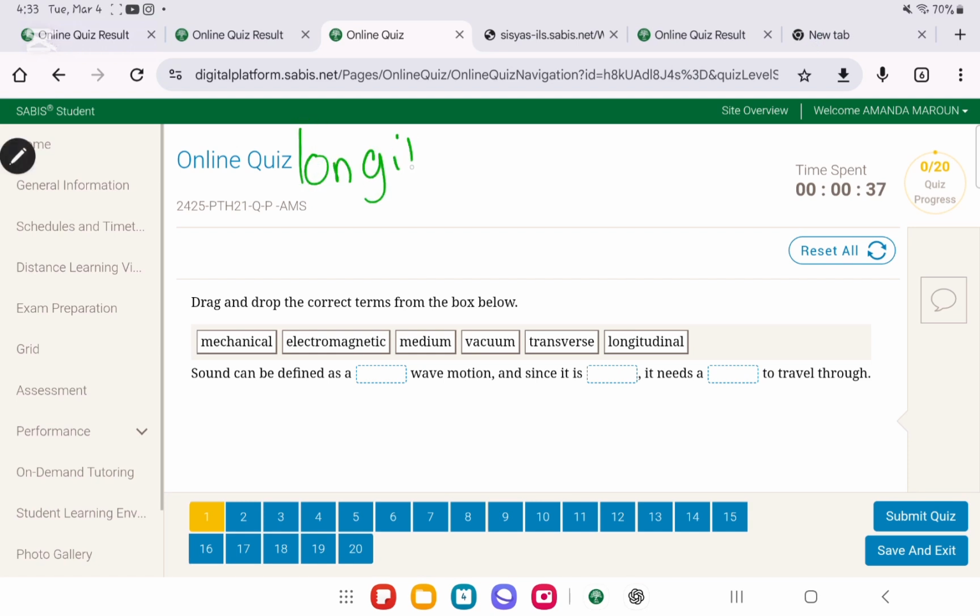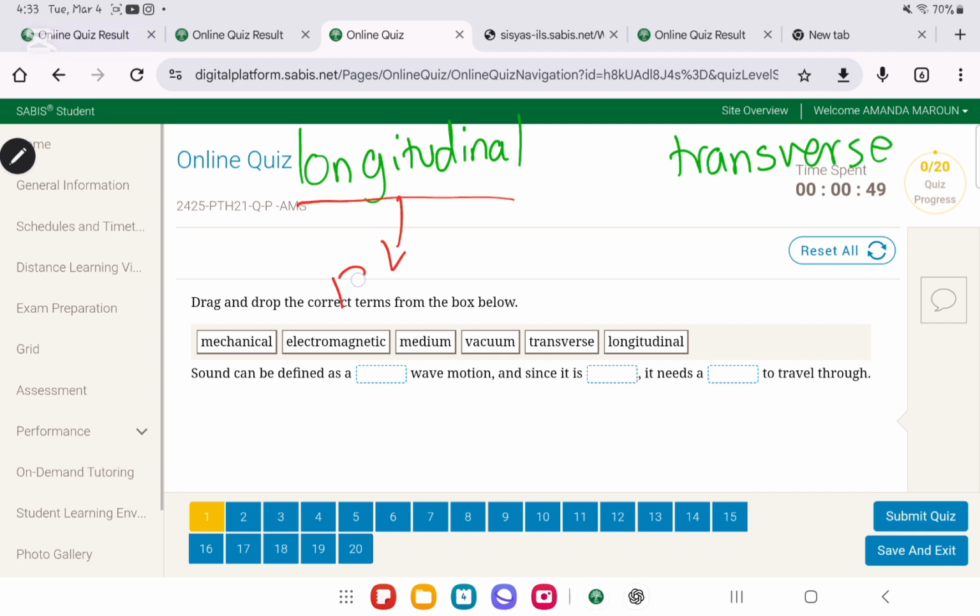We have longitudinal and we have transverse. Now, what is the difference between these two? What you need to know is that the direction of longitudinal is parallel to the direction of wave propagation, and it has compressions and rarefactions. Compression means you are squeezing them together, you're bringing the particles close together, and rarefactions means you are bringing them farther apart. And also, the particles travel with the medium.